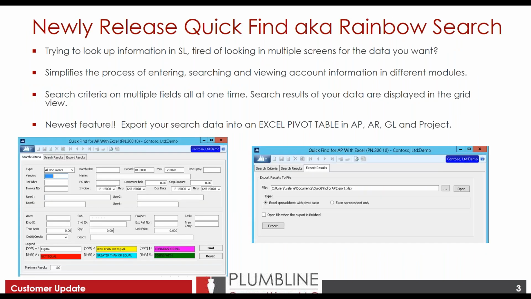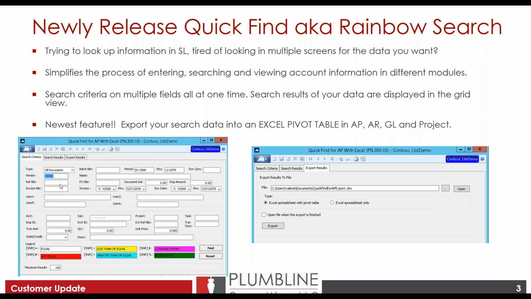One of the really important releases for me is our newly rebranded Rainbow Search, which is now being called Quick Find. We're calling it Quick Find to make it easier for you to understand that this product makes it easy to find information in SL. Not only did we rebrand the product, but we added new functionality to it. Quick Find gives you the ability, for all of the modules in SL, to open a screen for that specific module and search for information, as you can see in this AP search.